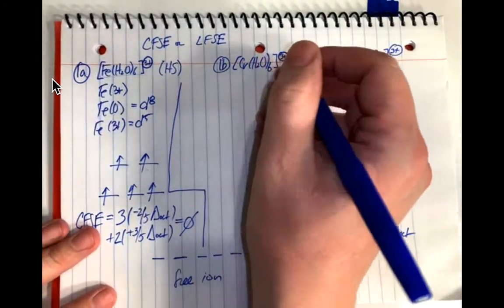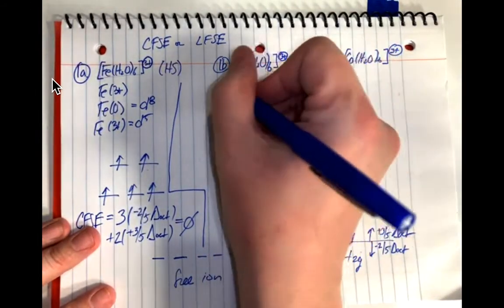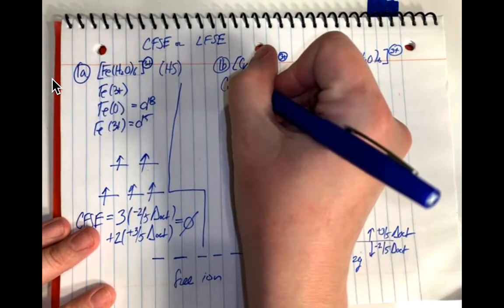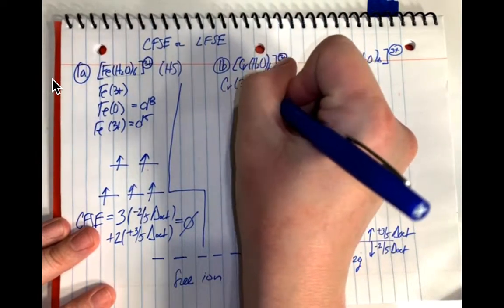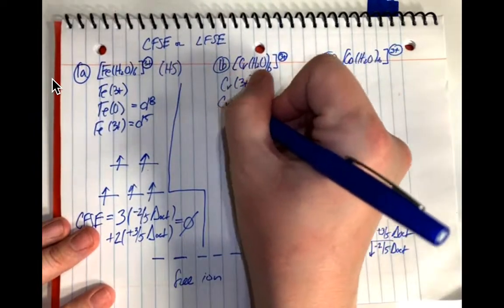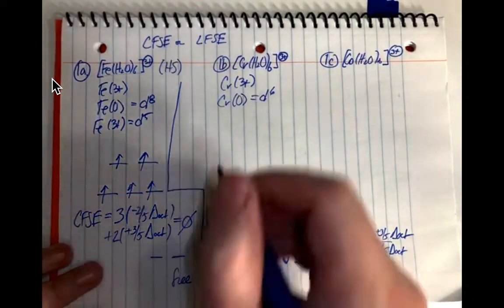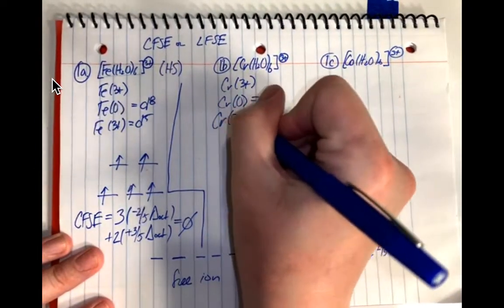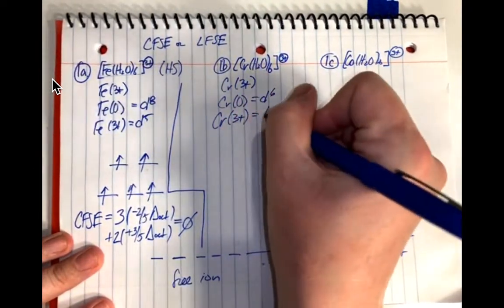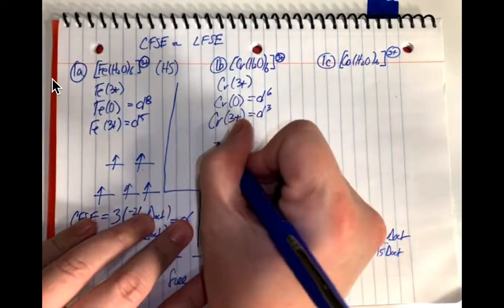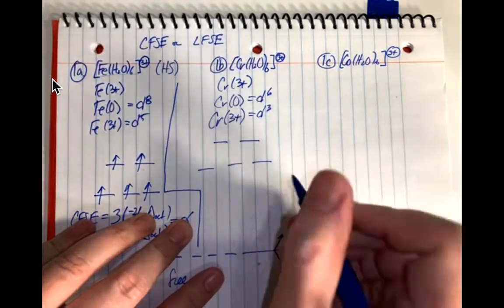All right, let's look at this one. So this, again, these are all waters, and so this is chromium 3. And chromium 0 is a D6 system. So then if it loses 3 electrons, it must be a D3 system. So now let's populate our orbitals again.